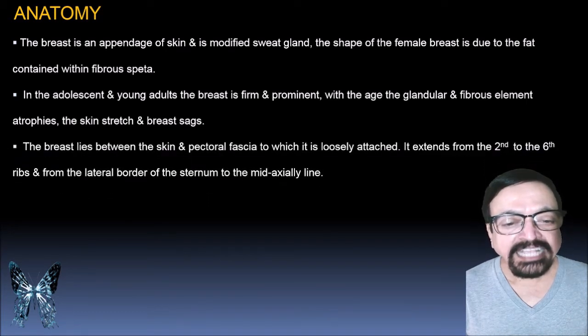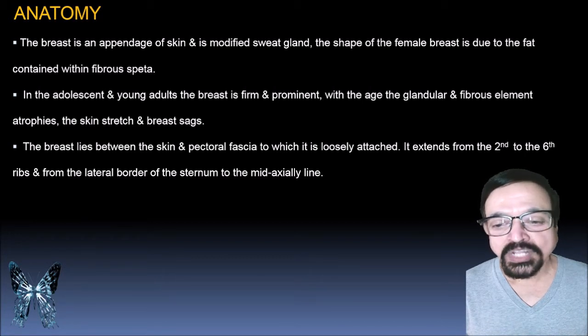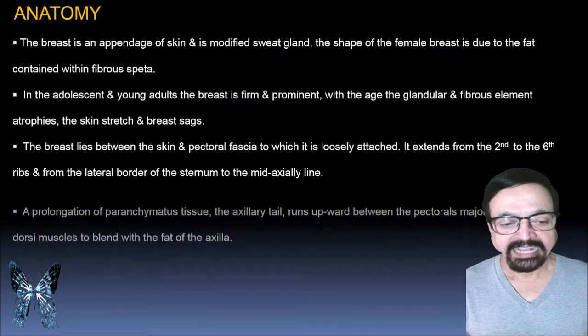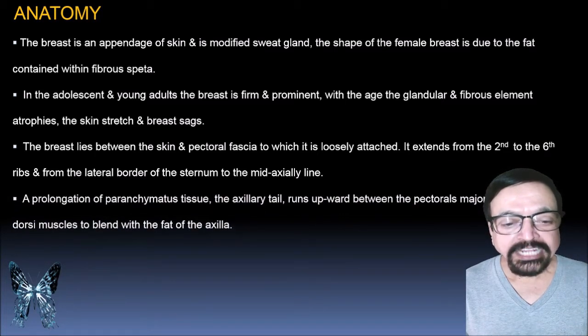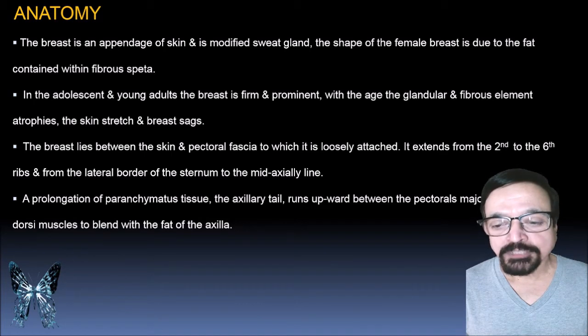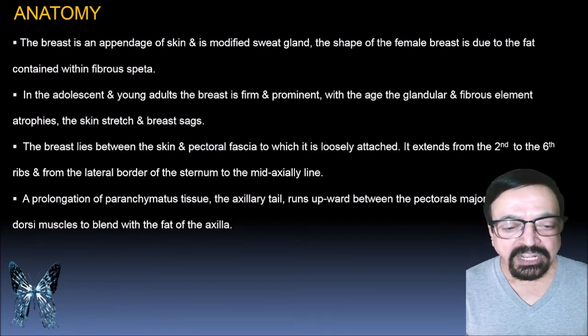The breast lies between the skin and pectoralis fascia, to which it is loosely attached. It extends from the second to the sixth rib and from the lateral border of the sternum to the mid-axillary line. A prolongation of parenchymatous tissue, the axillary tail, runs up between the pectoralis major and latissimus dorsi muscle to blend with the fat of the axilla.